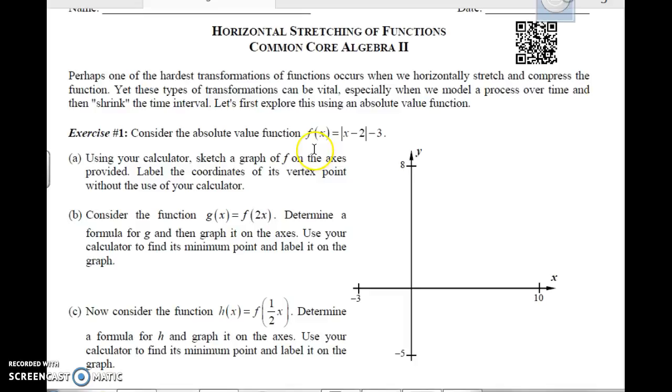We have the absolute value function f of x equals |x - 2| - 3. Using your calculator, sketch a graph of f on the axes provided. Label the coordinates of its vertex point without using your calculator. Well, we're going to use the calculator, so let's figure it out.